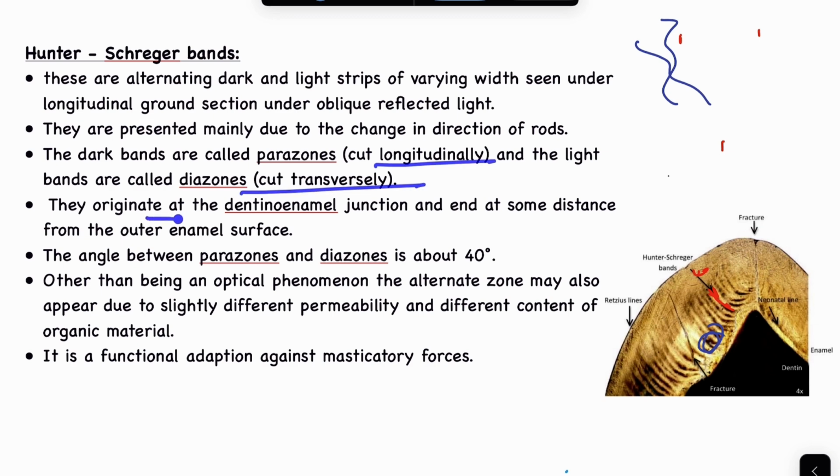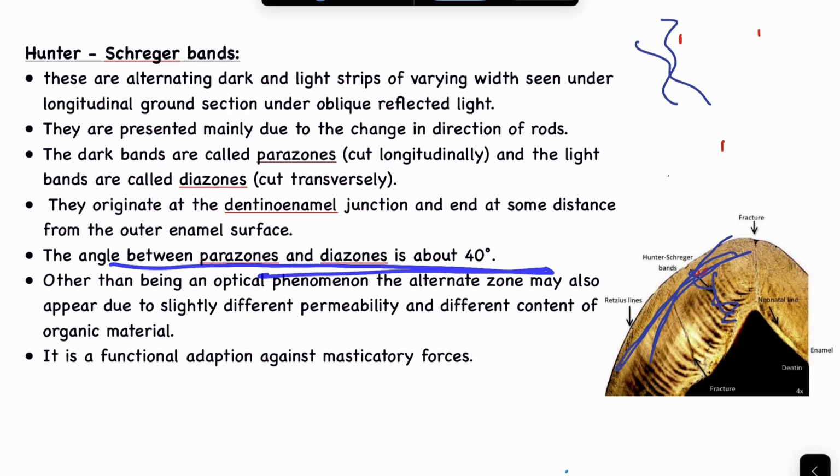Okay. They originate at the dentinoenamel junction and end at some distance from the outer enamel surface. So you can see over here, just a second, I'll erase this. They originate at the dentinoenamel junction because that's where the rods originate, and they end at some distance from the enamel. Okay. The angle between parazones and diazones is about 40 degrees. So the angle between these two would be about 40 degrees.